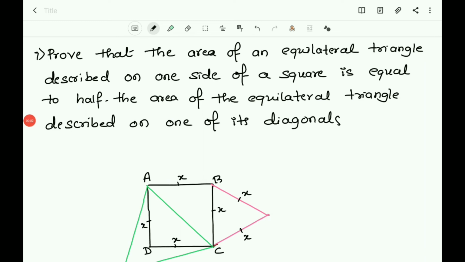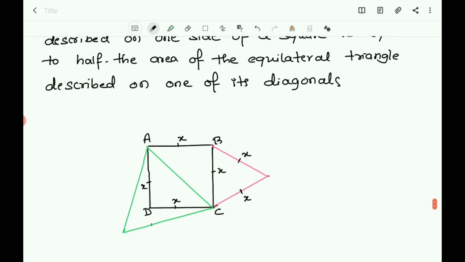Now let us solve the seventh question. Prove that the area of an equilateral triangle described on one side of a square is equal to half the area of the equilateral triangle described on one of its diagonals. Here what you have to prove is that the area of an equilateral triangle described on one side of a square is equal to half the area of the equilateral triangle described on one of its diagonals.